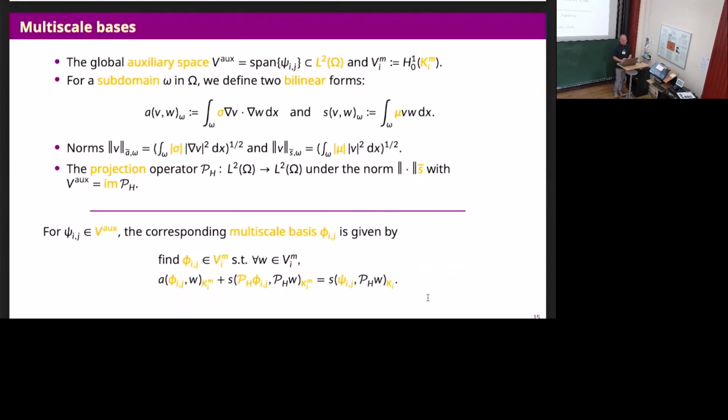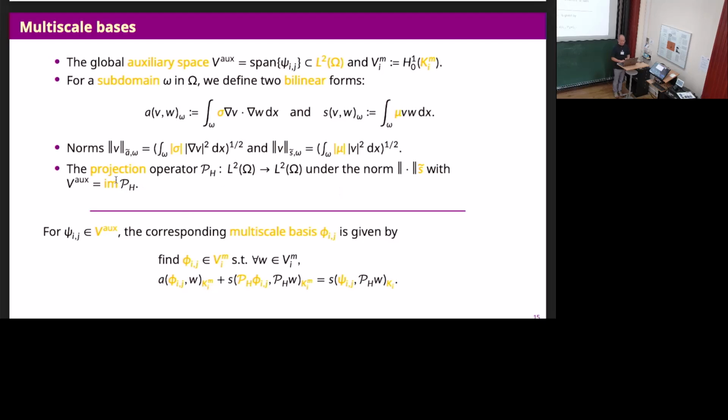So next, we will define the multiscale basis. First, we collect all these local eigenfunctions, and then we call this the global auxiliary space. Okay, this is the notation.